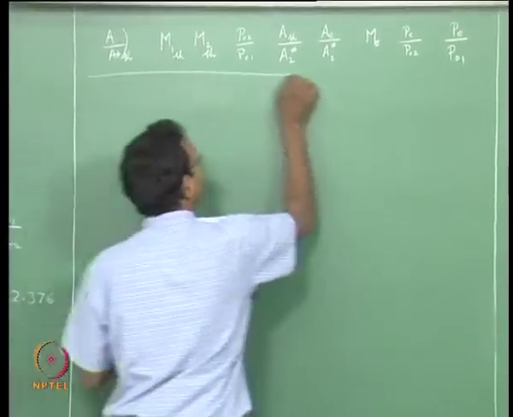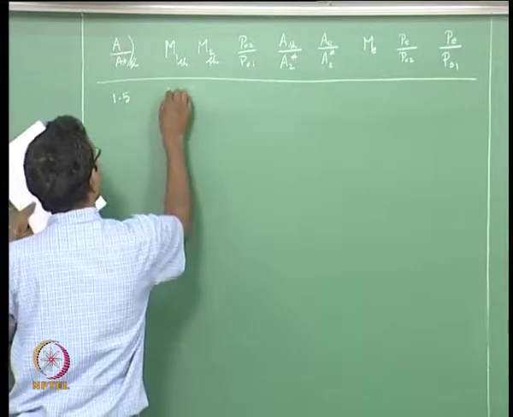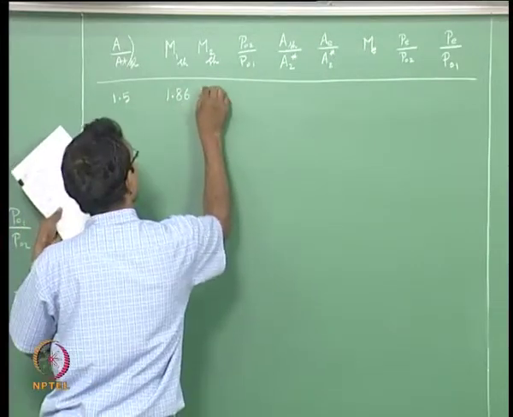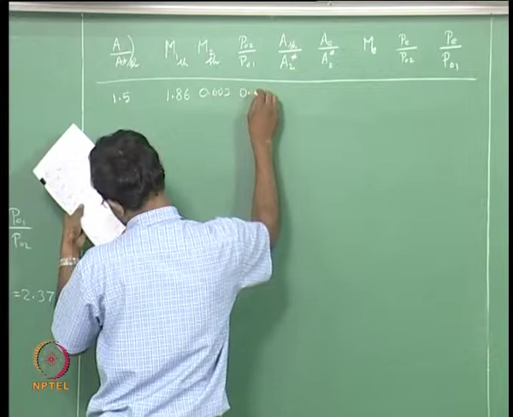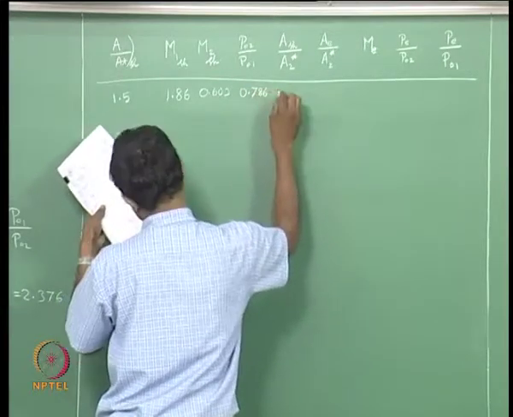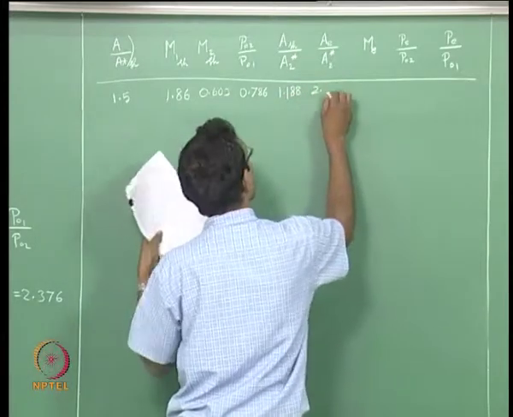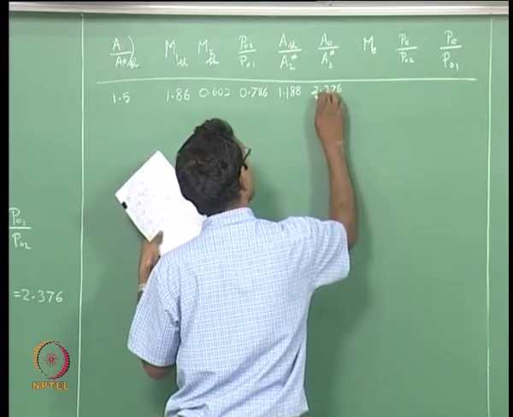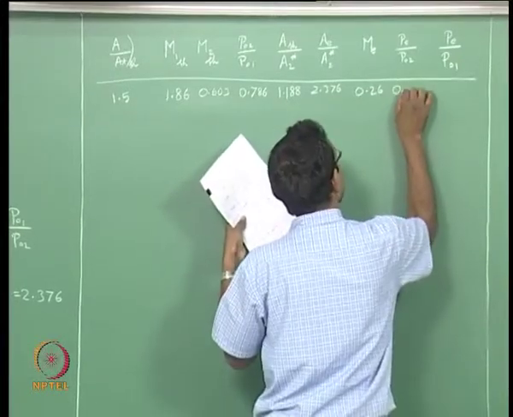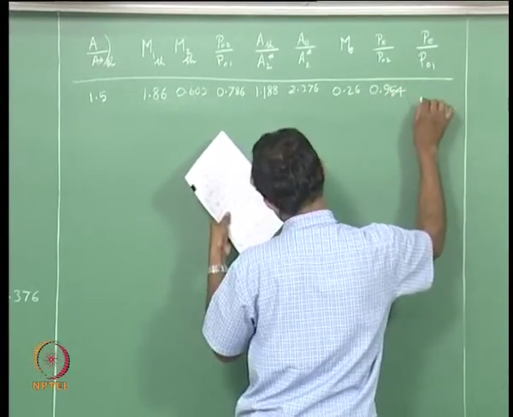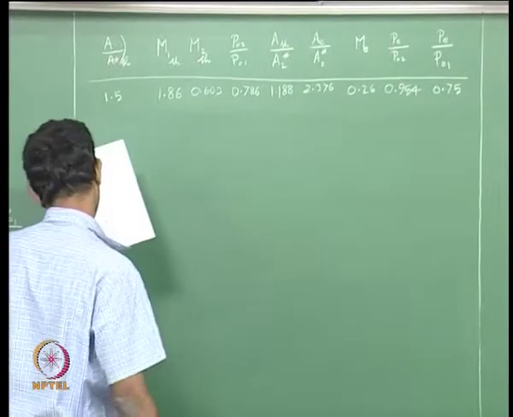So I will just write whatever we just calculated in this table for the first round. 1.5, 1.86, 0.603, 0.786, 1.188, 2.376, 0.26, 0.954, 0.75. Okay.